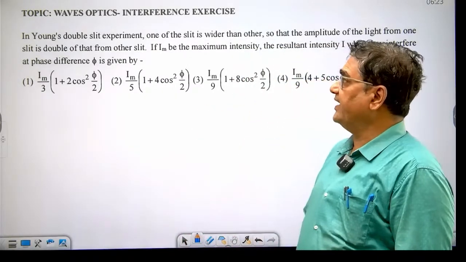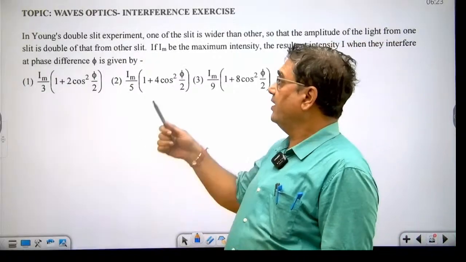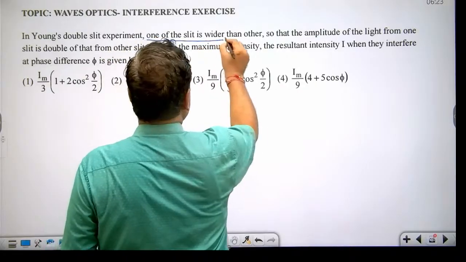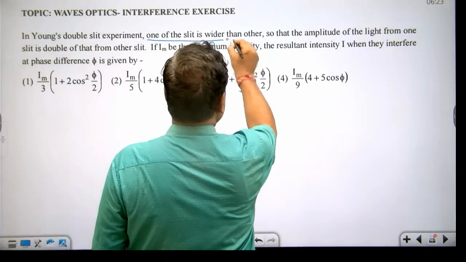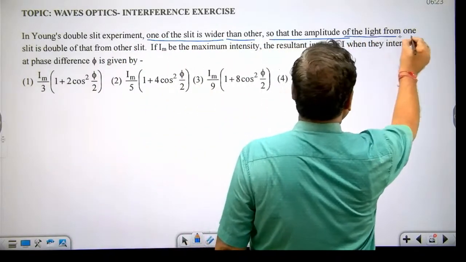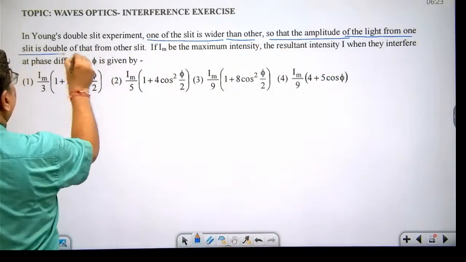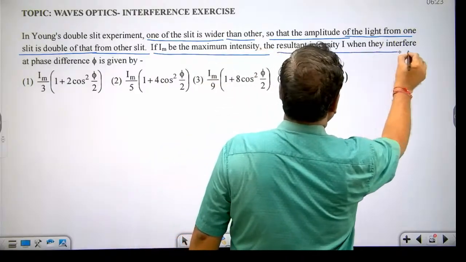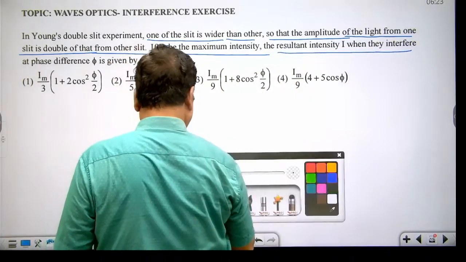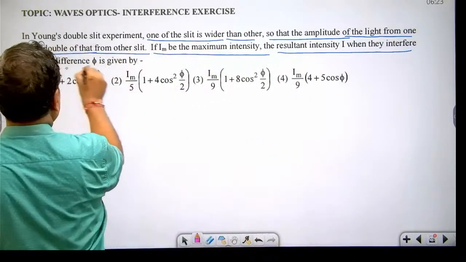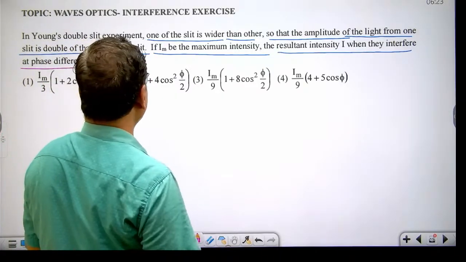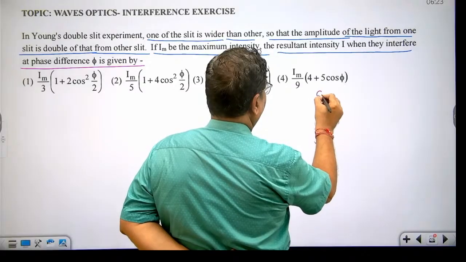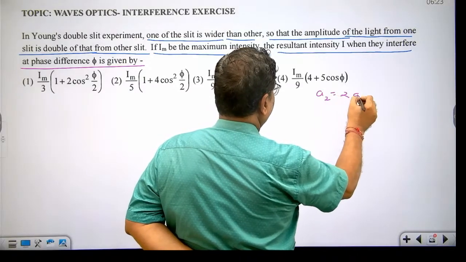Hello student, this is a very good question in wave optics. In Young's double slit experiment, one of the slits is wider, means its intensity is more than the other, so that the amplitude of the light from one slit is double of that of the other slit. If Im is the maximum intensity, the resultant intensity when they interfere at phase difference phi is given by. Dear student, in the question, it is given A2 equal to 2A1. This is given.